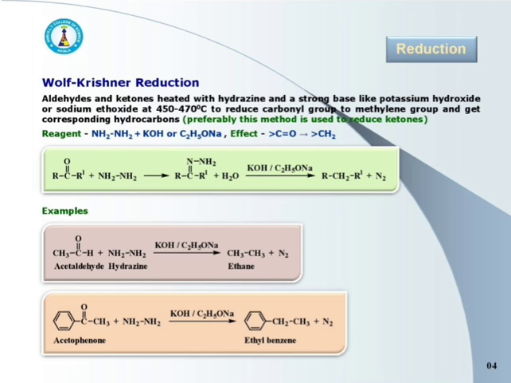The first example is the conversion of acetaldehyde to ethane, and in the second there is conversion of acetophenone to ethyl benzene. In both these reactions, the carbonyl group gets converted to a methylene group, that is CO to CH2, and so there is a formation of hydrocarbons.